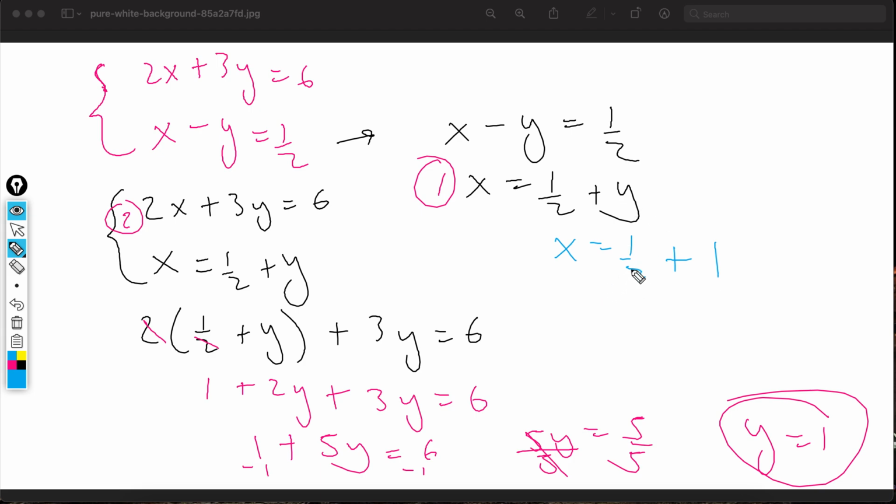What is 1/2 plus 1? What do you guys think it is? Obviously, it's 1.5 in decimal, but let's do it up here. 1 plus 1/2 equals, put a 1 underneath that. 1 times 2 is 2, put a plus. 1 times 1 is 1. 2 times 1 is 2. 3 over 2. Very good. So x equals 3 over 2. And our final answer will look like this. 3 over 2, comma 1, because y is our 1.